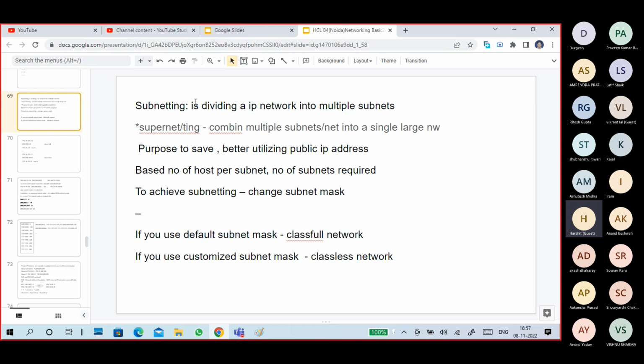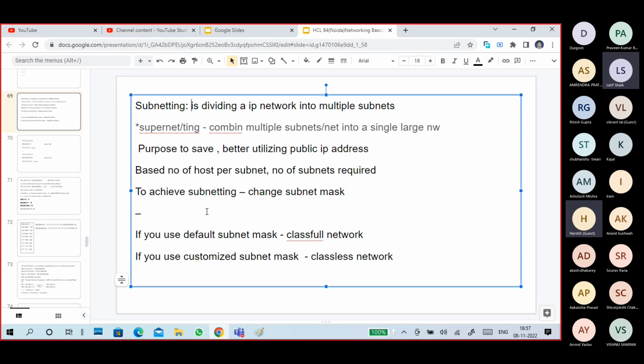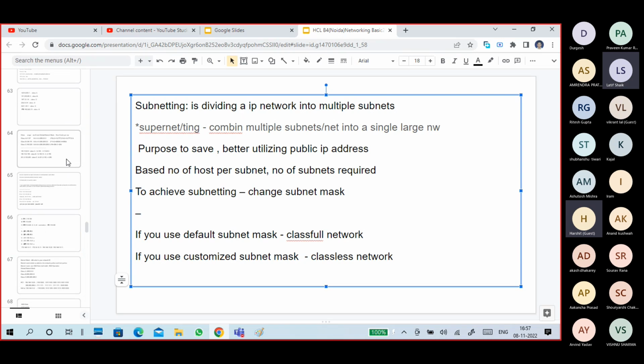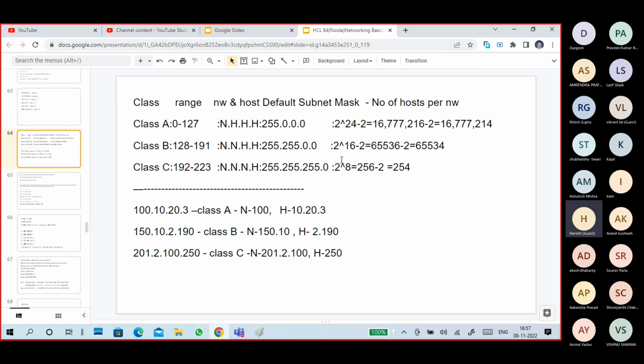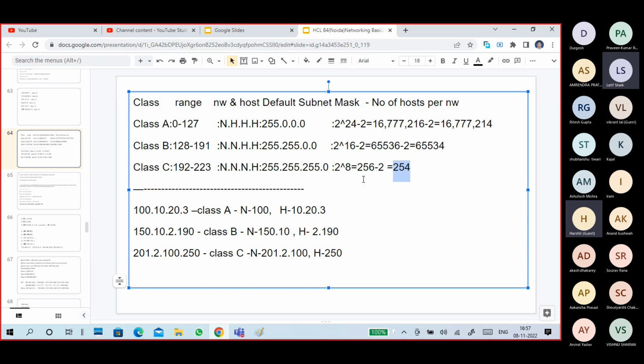There is a reason. The concept is called subnetting. Subnetting means dividing an IP network into multiple subnets. For example, I have a class A network, and a class C is there. In a single class C, I am getting 254 IP addresses. I have 10 servers or 20 servers, and I need IP addresses for the 20 servers. So I go to the regional center and ask for 20 IP addresses. They will give you a network.